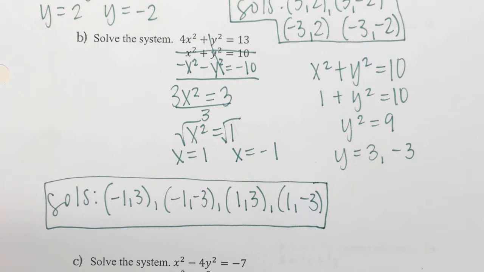Questions on that? Alright, you're working C on your own. Let me know if you need help. If you get something that's not a square root, like a perfect square, you've done something wrong. This should be a nice answer.